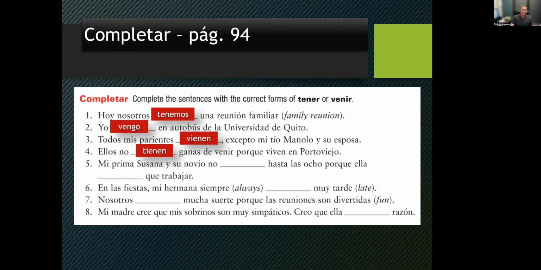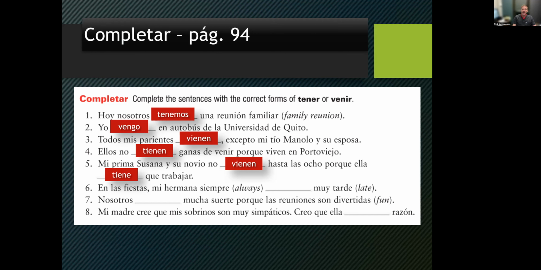Número 5, mi prima Susana y su novio no vienen hasta las 8 porque ella tiene que trabajar. So note the subject change. In the first part we're talking about Susana and her boyfriend. In the second part we're going to talk about Susana. So it can't be tienen, right? Because the subject now is ella. Ella tiene que trabajar.